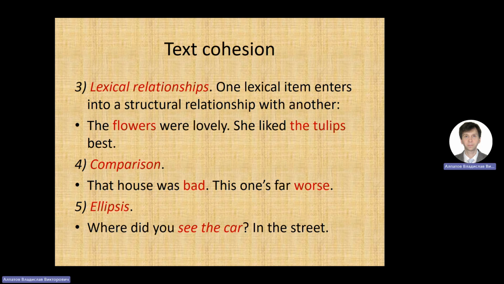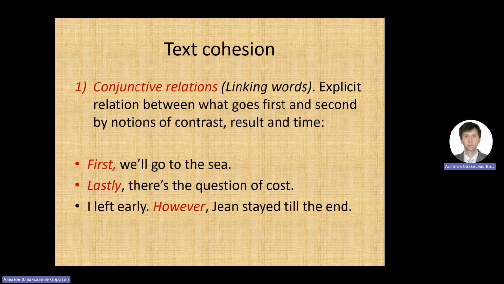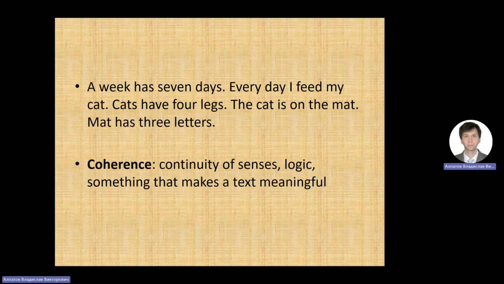And finally, ellipsis. Ellipsis in itself is a cohesive element because you cannot understand the sentence without some previous knowledge. Where did you see the car? In the street. You saw this. I saw it in the street. Instead of saying this, we just omit it, and that provides text cohesion. So once again, lexical relationships, comparison, ellipsis, coreference and repetition, and conjunctive relations. These are five instruments of text cohesion.